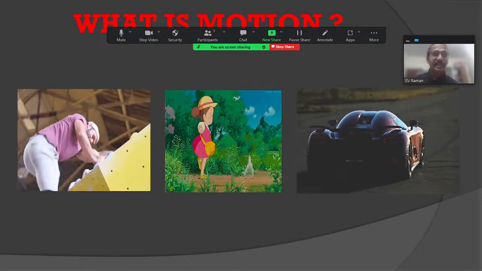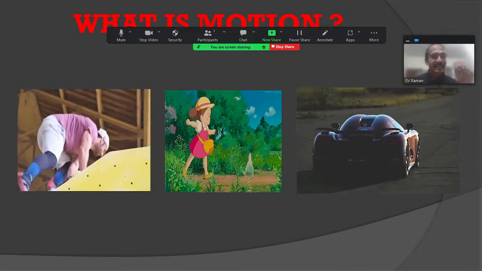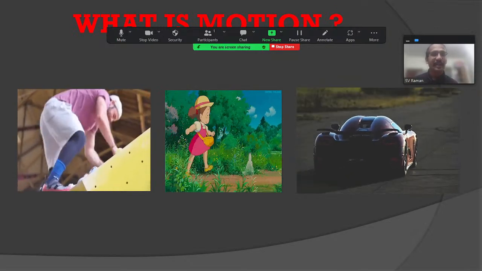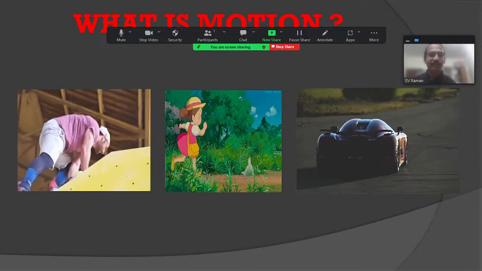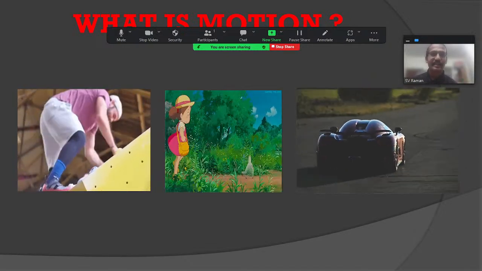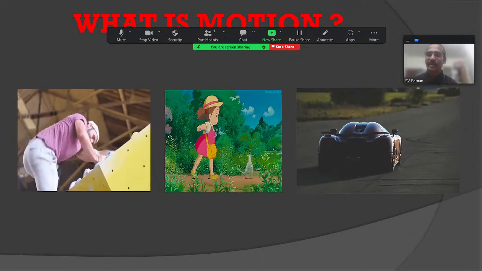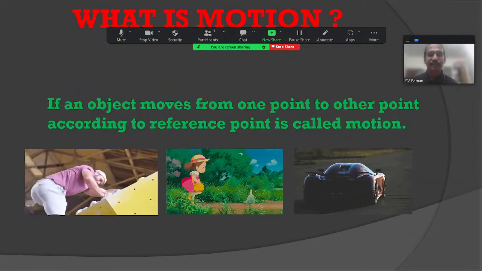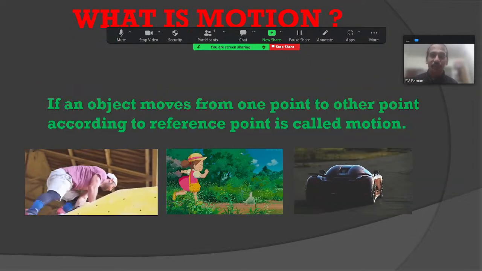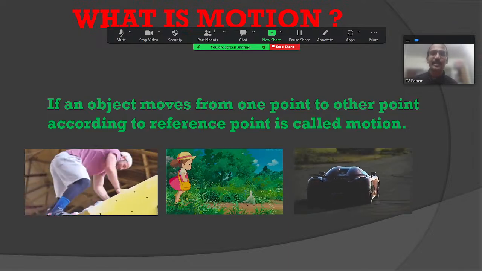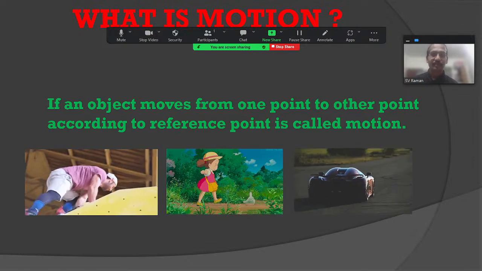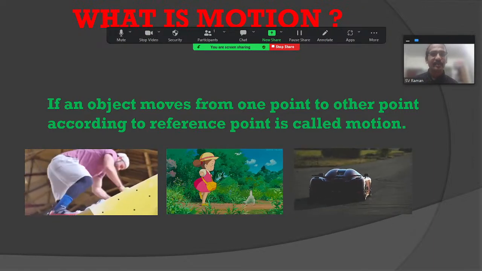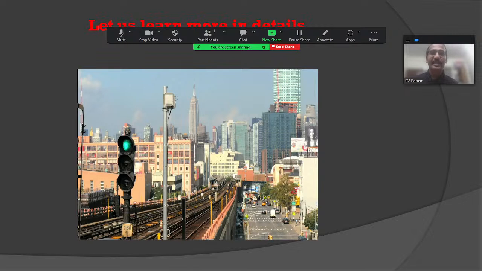A car is running on a road. How do we know that the car is running on a road? There is a certain reference point. According to that point, the car is changing its place. Then this is called motion. Now how to define motion? If an object moves from one point to another point, according to a reference point, it is called motion. Yes? Very easy for us to understand.